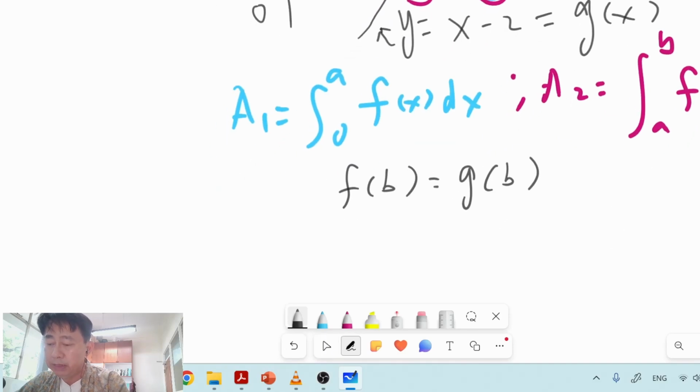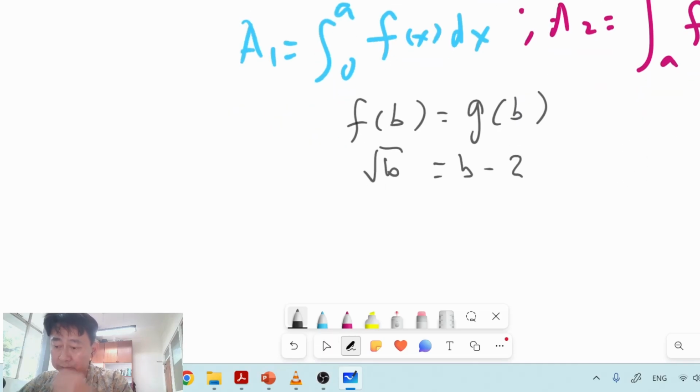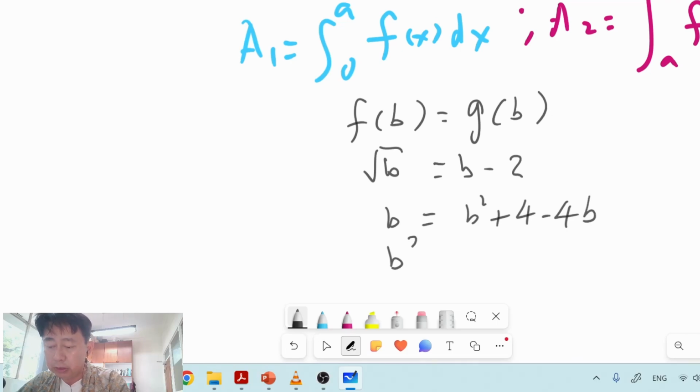And here f of b is the square root of b, and the value of g at b is b minus 2. So you can easily solve this problem. What you do is square both sides. Then you have b on the left, and on the right-hand side you have b squared plus 4 minus 4b. You make some slight rearrangement, and then you get b squared minus 5b plus 4 equals 0.